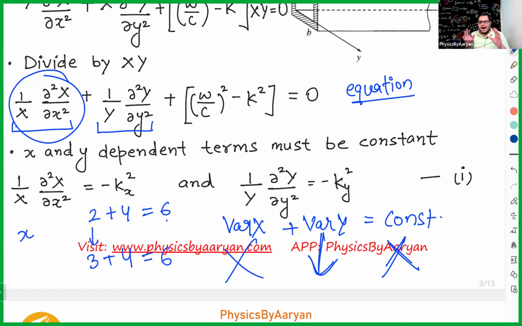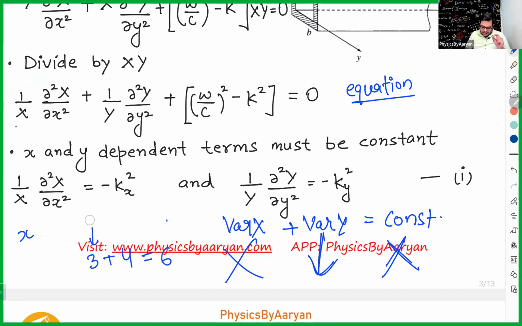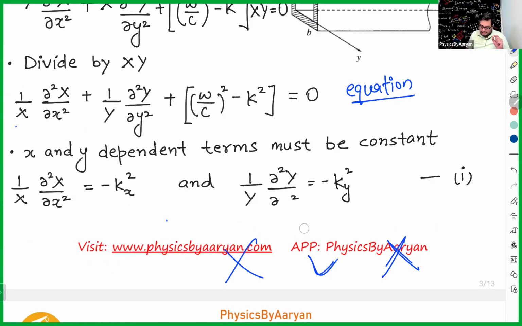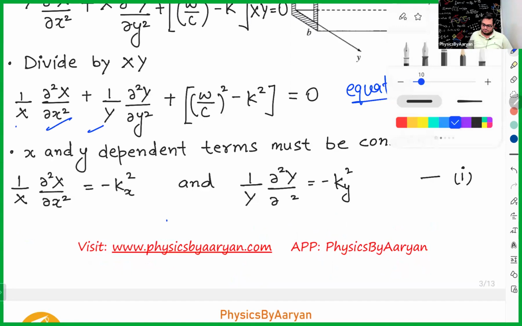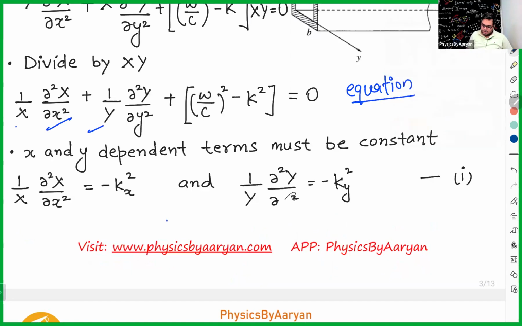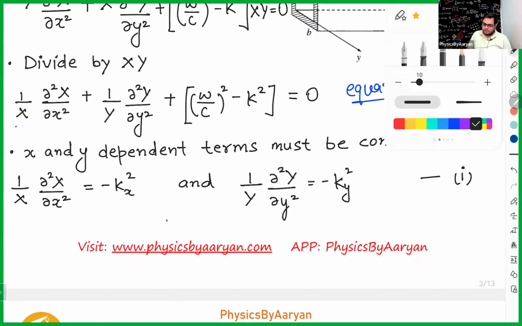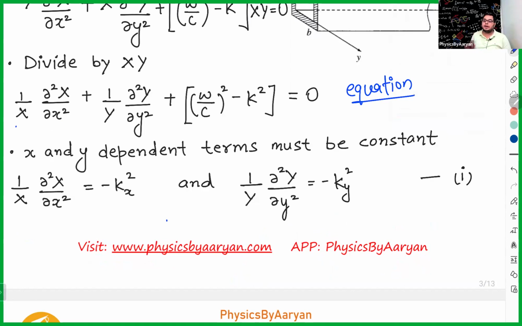So I can have a happy solution, or an acceptable solution, only if this term and this term both of them are constant. So they never change. You change x, you change y, you change whatever you want to change, but these two things will not change. Only then will this equation remain satisfied forever.